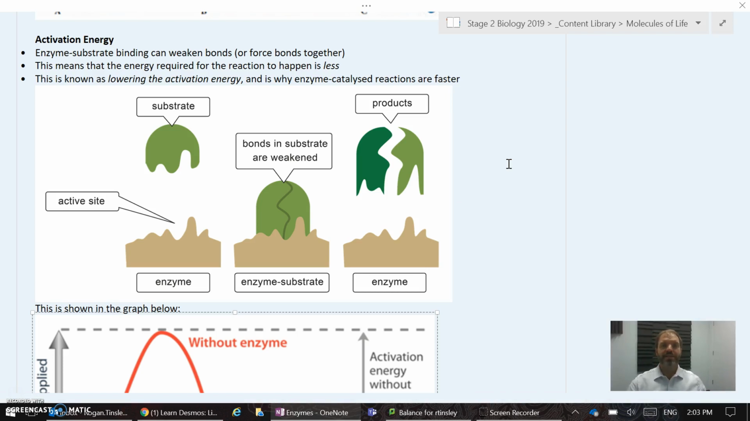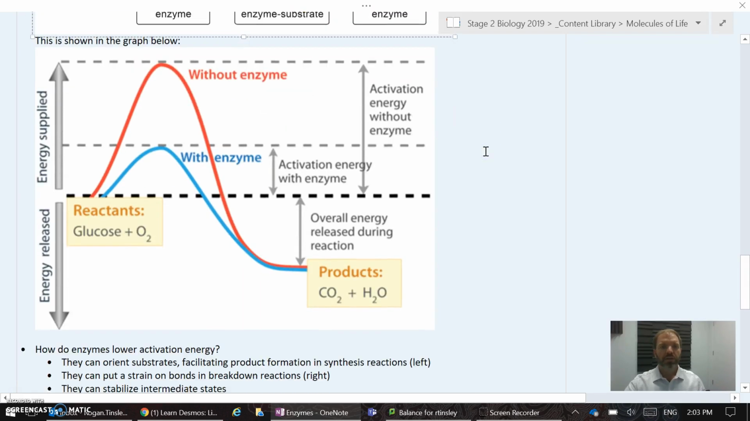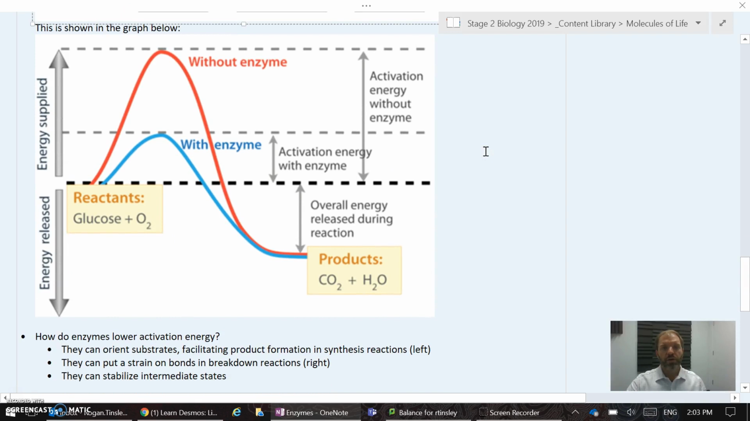What the enzyme does is allows that forward reaction to happen with much less activation energy, because this binding can help, in this example, to weaken those bonds to break that up. And so one of the key things that enzymes do is that they lower the activation energy. And that's why those reactions are faster. This is the way we represent that on a graph.